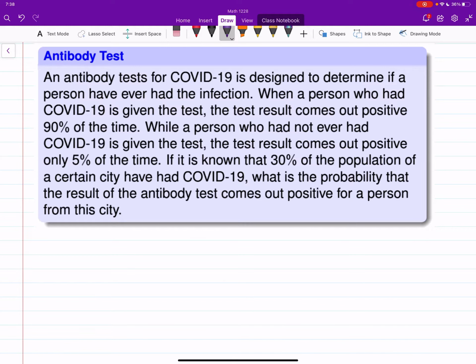Okay, so there is a test which detects if a person ever had the infection. Now, we know this information for the test: the chance that the test will come out positive for a person who had COVID is 90%, or in other words, 0.9. Well, that means that the result will come out negative for such a person by chance 0.1.